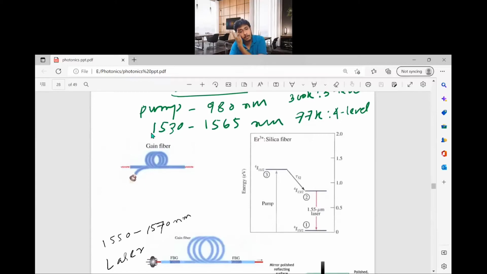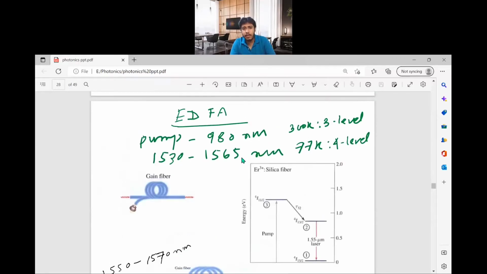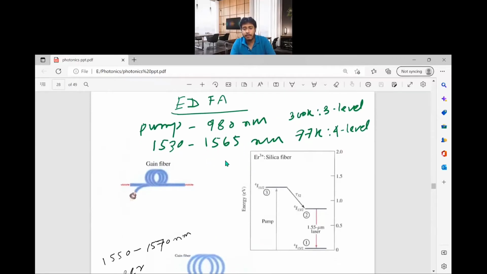If you have an incident wavelength around 1565, the light will be amplified. This input light will be amplified by this EDFA laser. So this can be used in single mode fiber communication because it can be used as an amplifier. For long distance communication you can use this amplifier, because there will be losses in the optical fiber and the light will get attenuated. So you need to amplify the light.